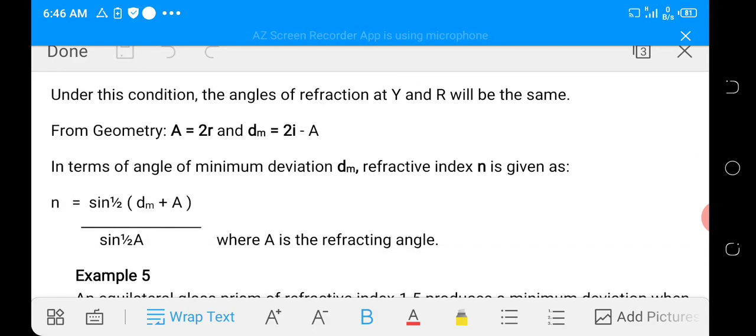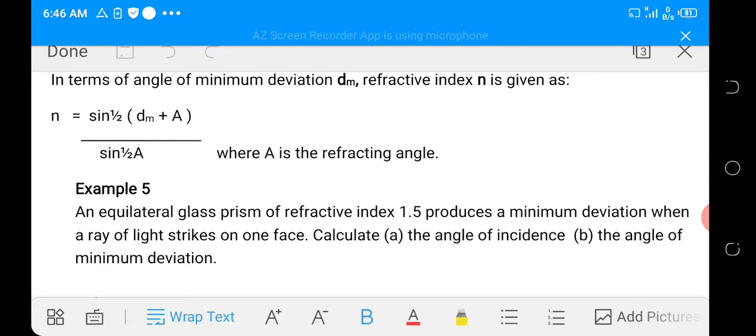So the formula relating the refracting angle with the angle of minimum deviation and refractive index is given by n is equal to sine half into bracket (dm plus A) over sine half A. That is, refractive index is the sine of half of the angle obtained by adding the angle of minimum deviation to the refracting angle, divided by the sine of half of the refracting angle. And example 5 below shows how we can apply the formula.